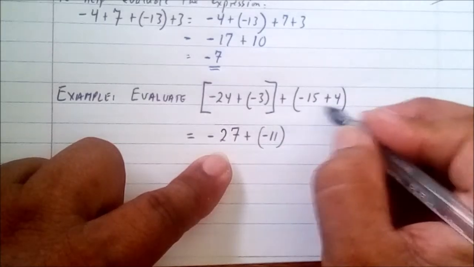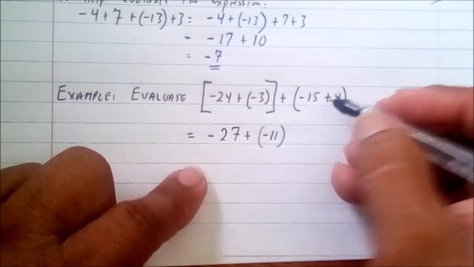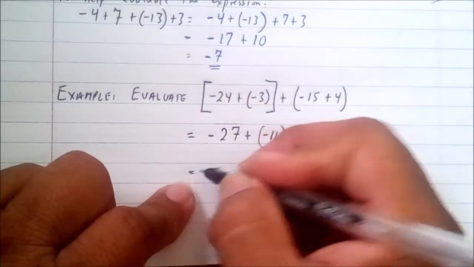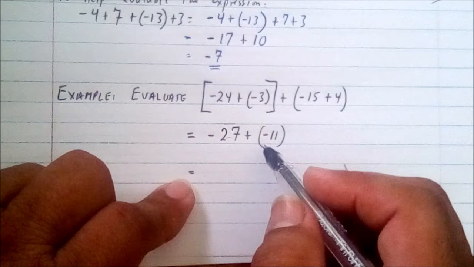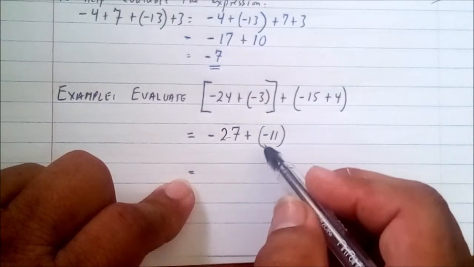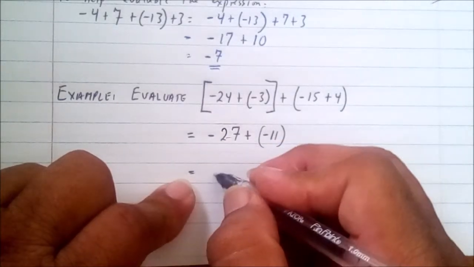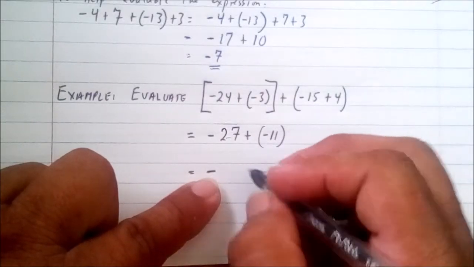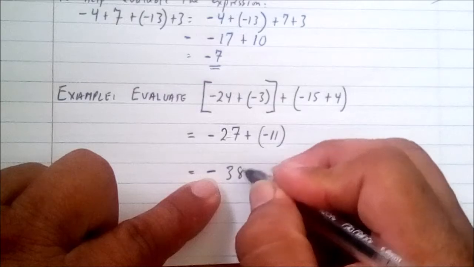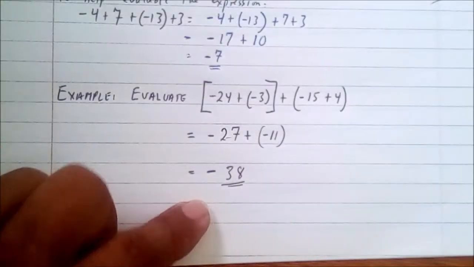This is adding two integers that have different signs. Now we can end up with two integers that may have the same sign, or they may have different signs. In this case, both of them have the same sign, so our result will be of the same sign. Then we just add the two numbers, giving us negative 38, and that's our solution for that one.